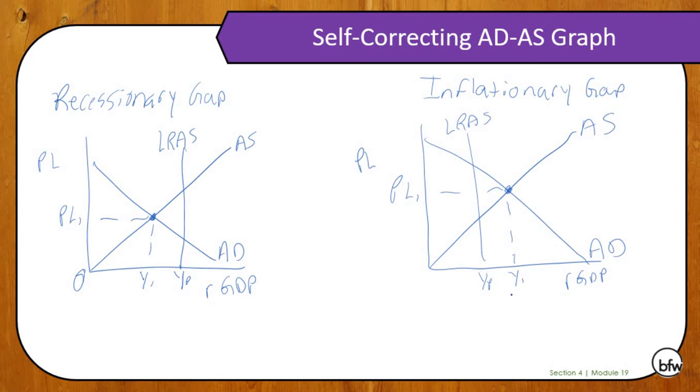Now here, notice how our actual real GDP is above our potential. When that happens, we call that an inflationary gap, because that means that prices are going to be higher than they otherwise should be.